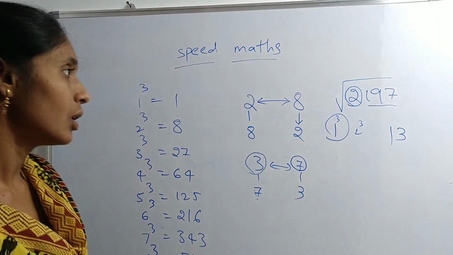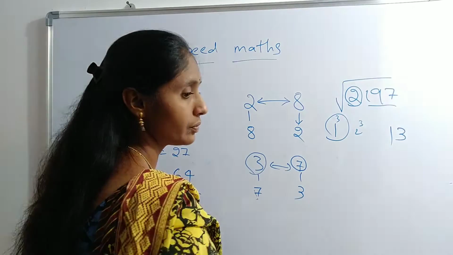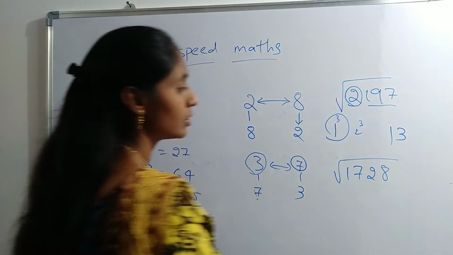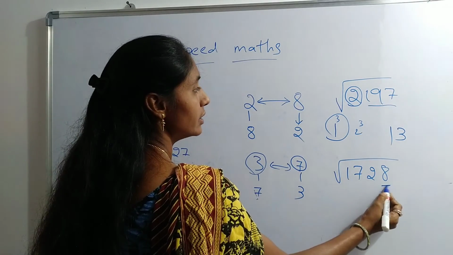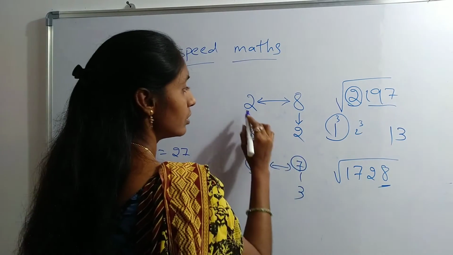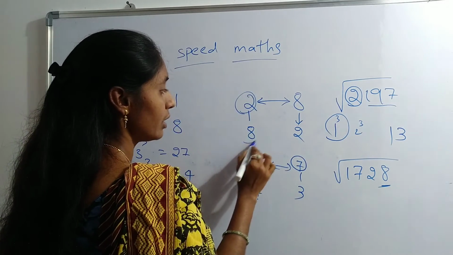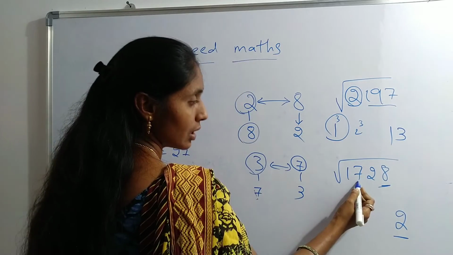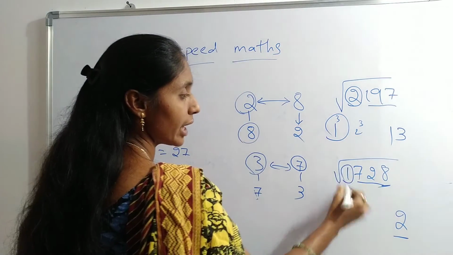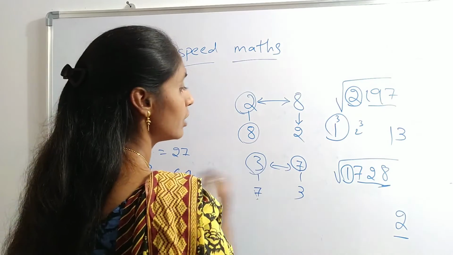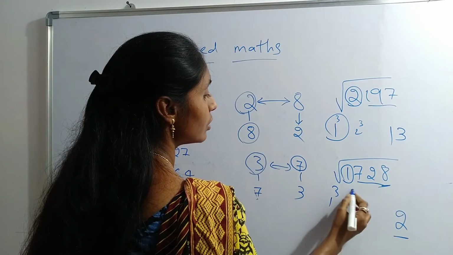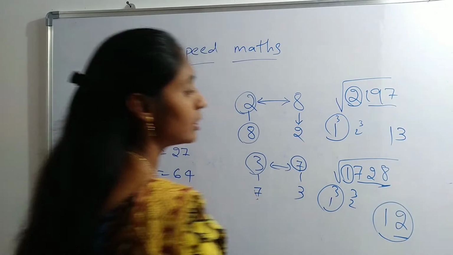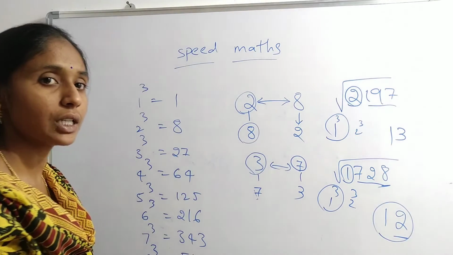Now let me take another example. 1728. Here the units place is 8. So for 2 we can get 8. Write 2 as the unit digit place. Leave the 3 places. The remaining value is 1. 1 is between 1 cube and 2 cube. So take always the lesser value. 12 cube is 1728.